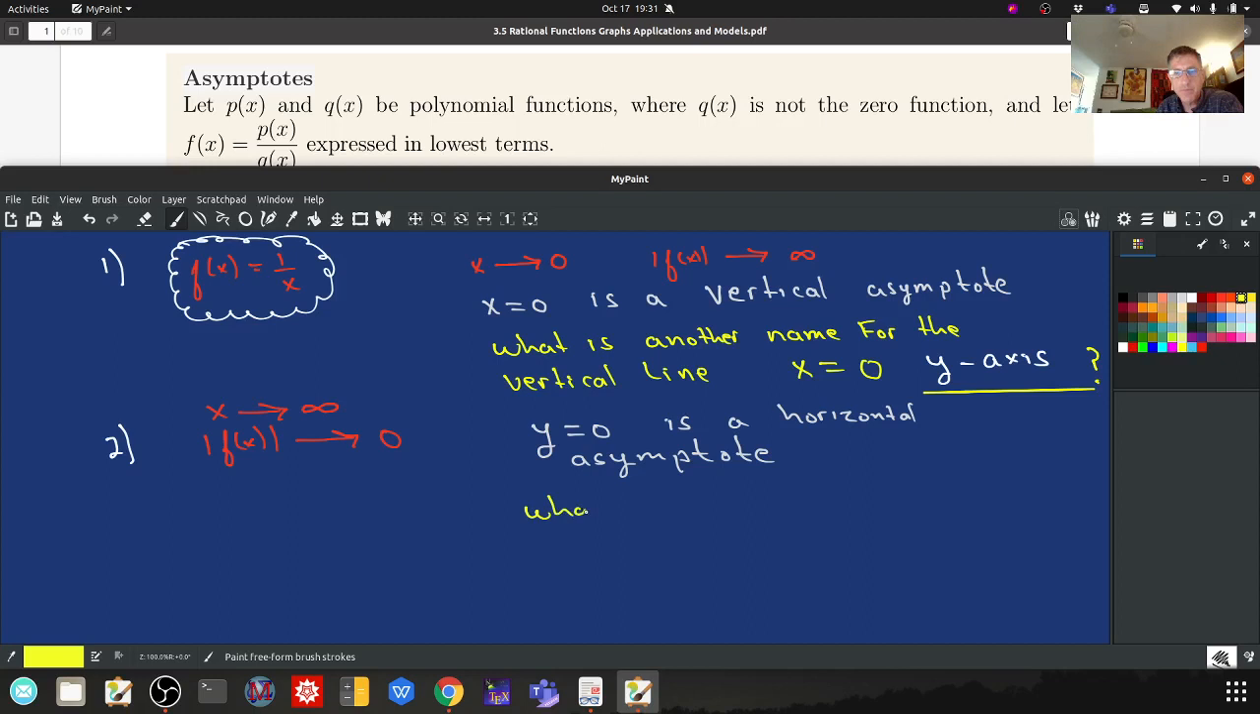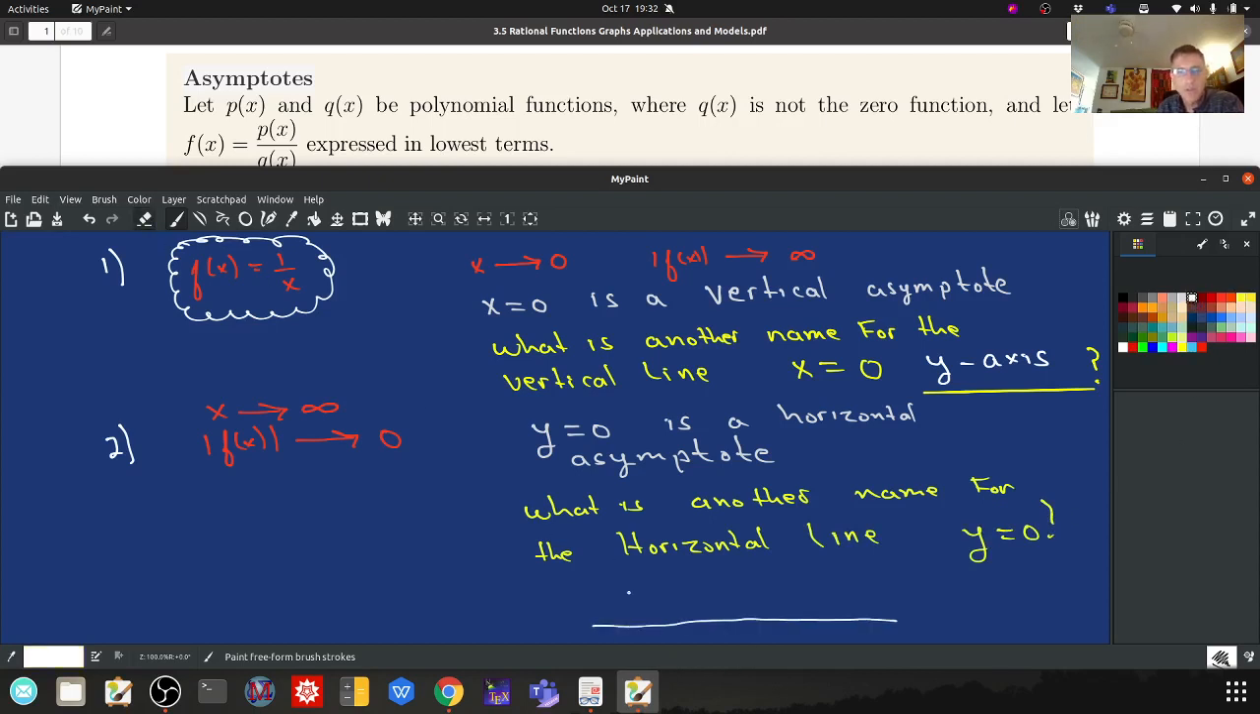What is another name for the horizontal line given by y equals 0? So if you answered the x-axis, then you got it right.